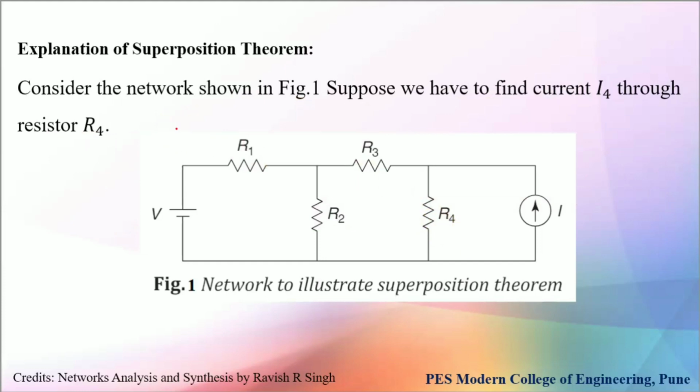Explanation of superposition theorem. For this, consider the network shown in the figure. This network contains one voltage source and one current source, and here we have to find the current I4 flowing through resistor R4.